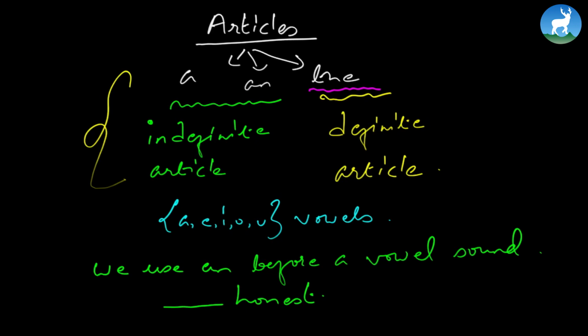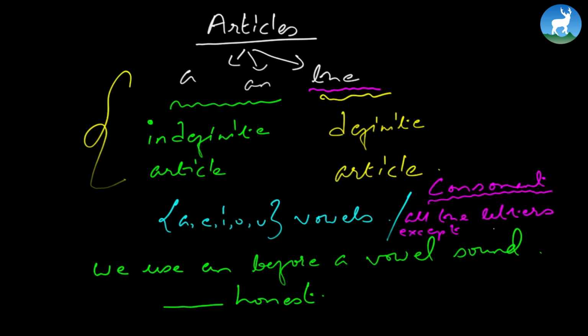Look at that. On one hand we have vowels, on the other hand we have consonants. So what is a consonant? All the letters of English except vowels. This starts with a consonant. H, for instance, is a consonant. But we don't pronounce it as h-onest. We say it as onest. In case you happen to say h-onest, that's incorrect pronunciation. So pronunciation matters.